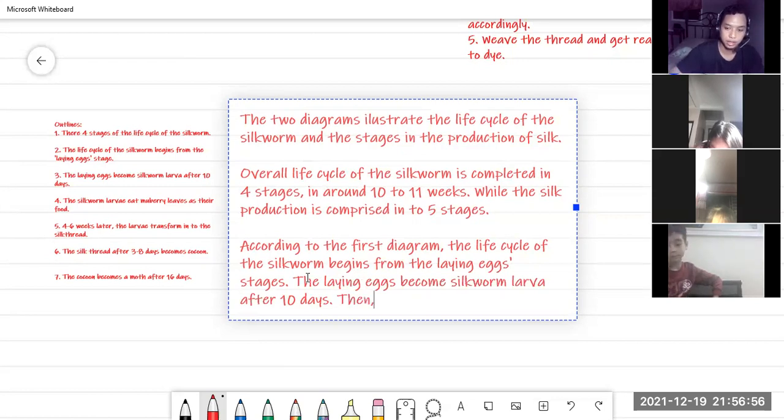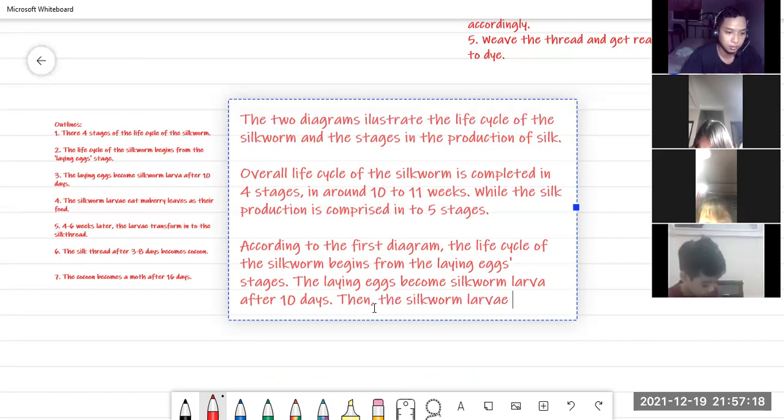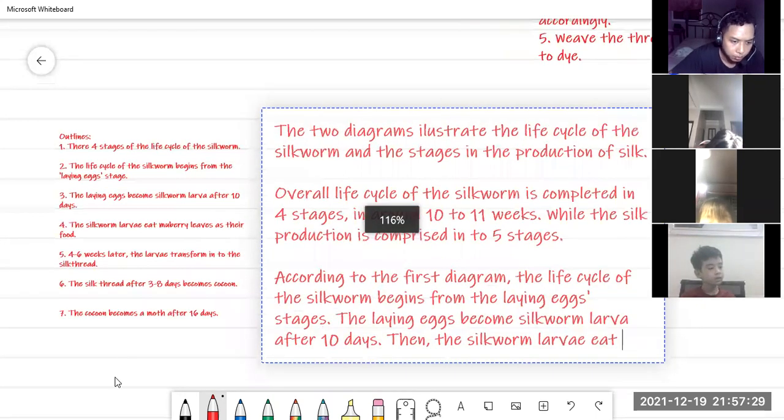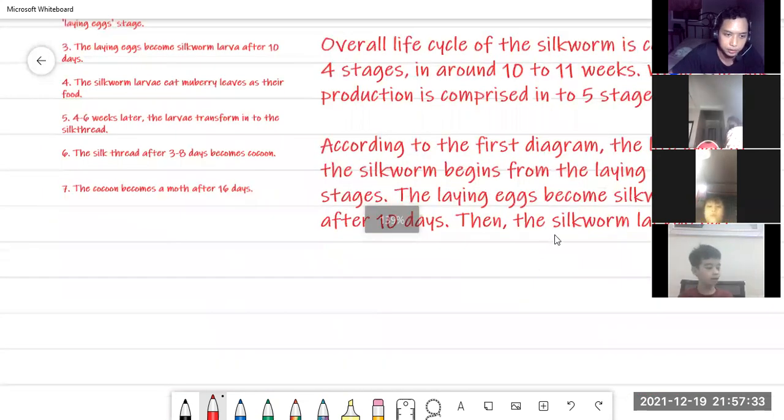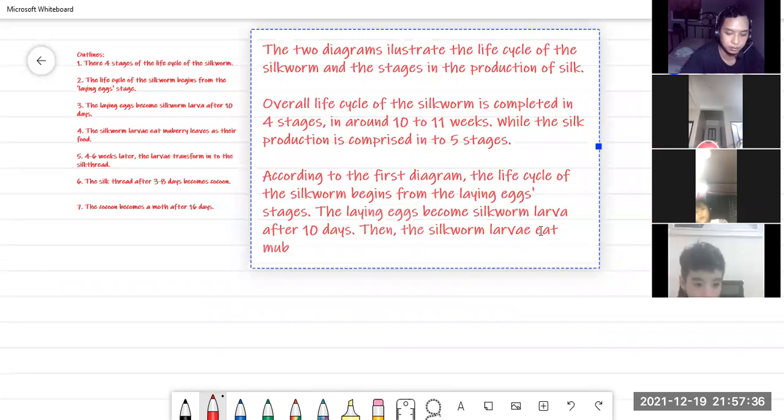Then, okay, what is next, Tui? Look at the outlines. Tui, what is next? Then silkworm larvae eat mulberry leaves. Okay, eat mulberry leaves as their food. Okay, what is next?